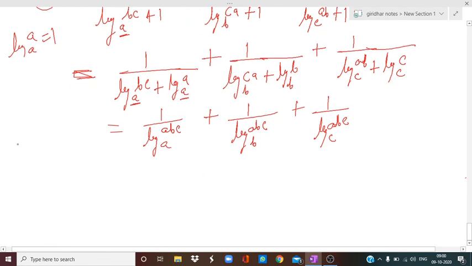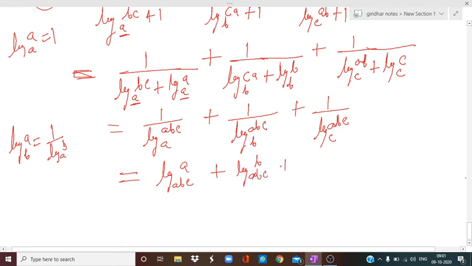अब यहाँ पे बेस चेंज वाली प्रॉपर्टी, log a with base b इक्वल्स टू 1 अपॉन log b with base a. तो नंबर और बेस चेंज हो जाती है. यहाँ पे ये क्या हो जाएगी, log a with base abc, log b with base abc, नंबर और बेस चेंज हो गई, log c with base abc. फिर से प्रॉपर्टी यूज हो जाएगा log m plus log n plus log p because base is same.